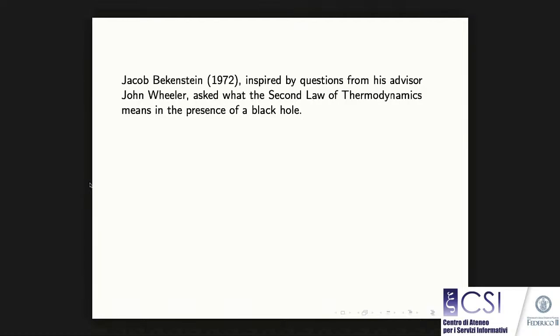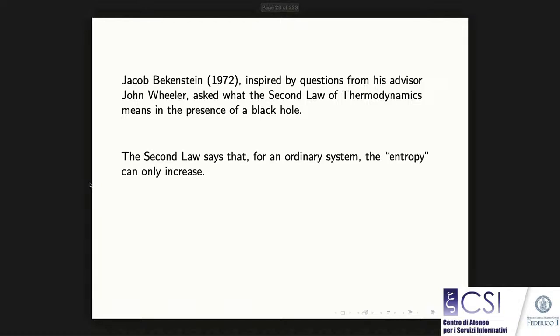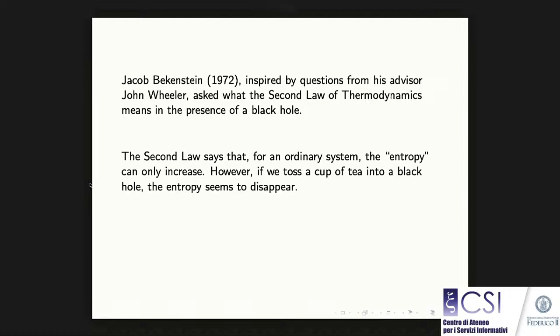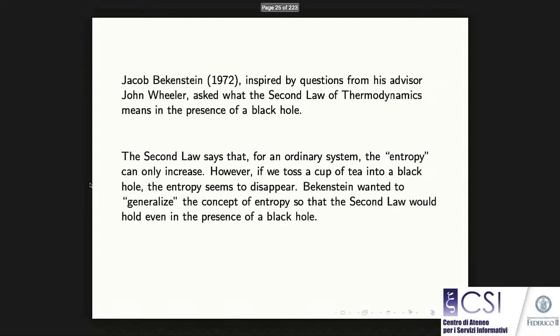So at the very beginning was Jacob Bekenstein, who, inspired by questions from his advisor John Wheeler, asked what the second law means in the presence of a black hole. The second law says that for an ordinary system, the entropy can only increase. However, if we toss a cup of tea into a black hole, the entropy seems to disappear. To avoid this conclusion, Bekenstein wanted to generalize the concept of entropy so that the second law would hold even in the presence of a black hole. For this, he wanted to assign an entropy to the black hole.